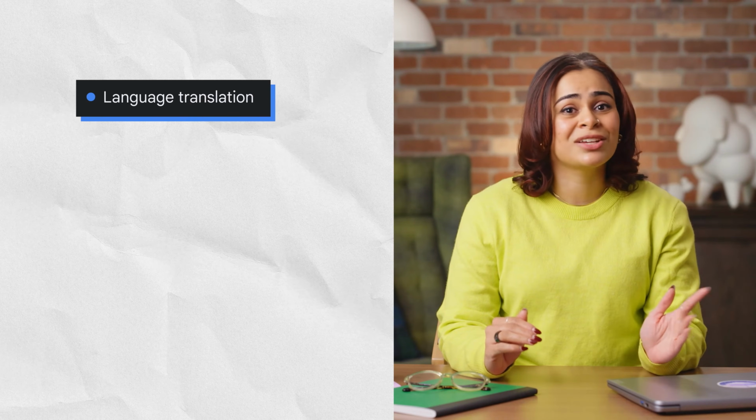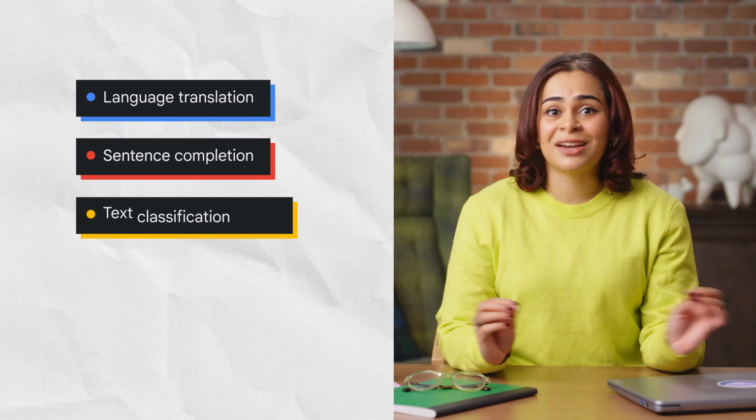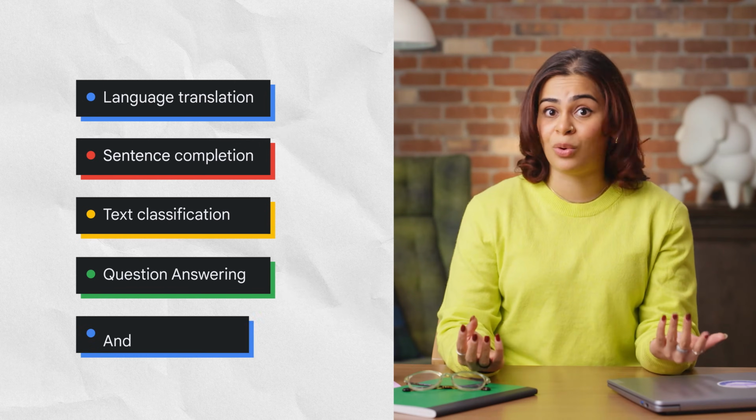First, a single model can be used for different tasks. This is a dream come true. These large language models that are trained with petabytes of data and generate billions of parameters are smart enough to solve different tasks, including language translation, sentence completion, text classification, question answering, and more.